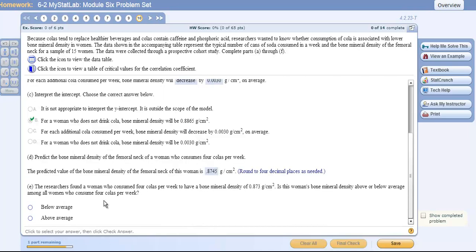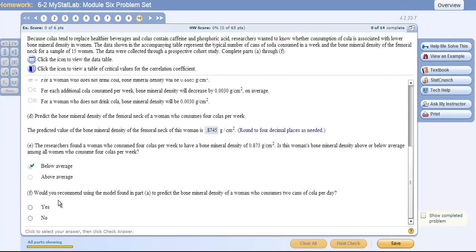Okay, and then the researchers found a woman who consumes 4 colas per week to have a bone mineral density of 0.873. Is this woman's density above or below average for 4 colas per week? So this looks a little bit below, so let's try that.